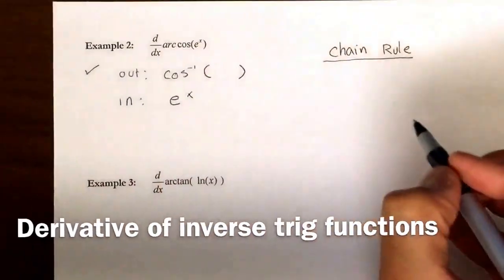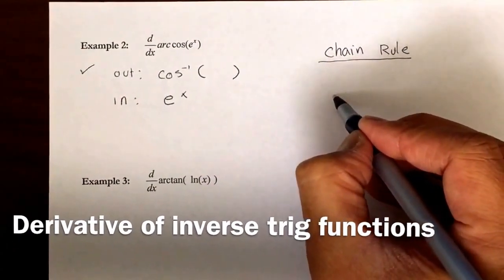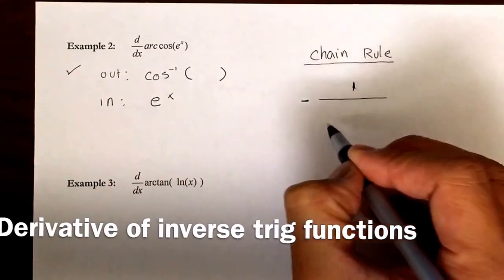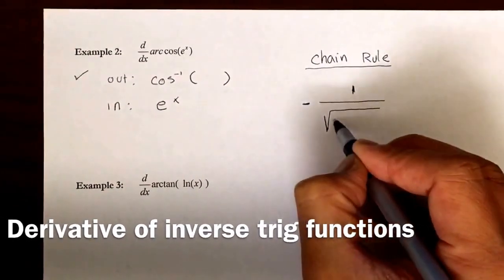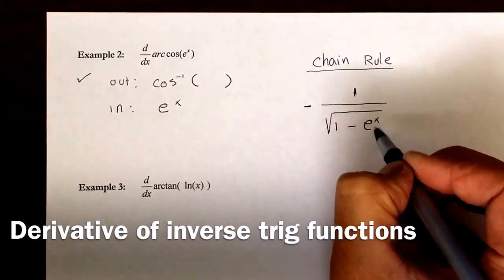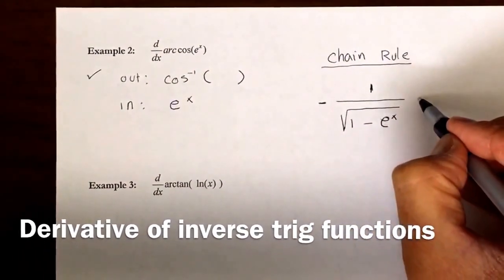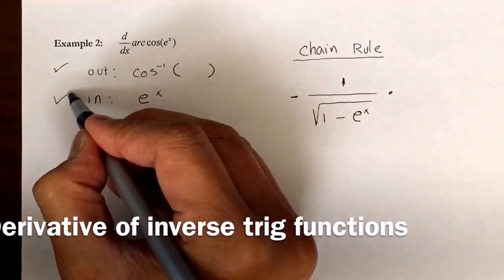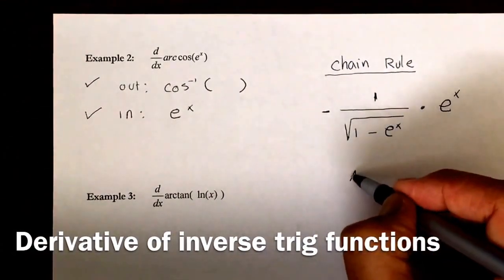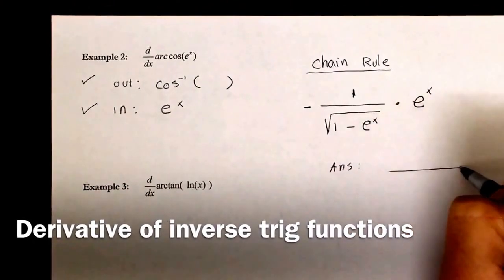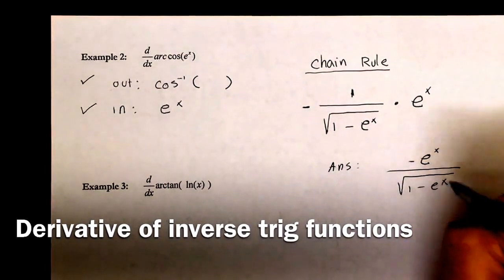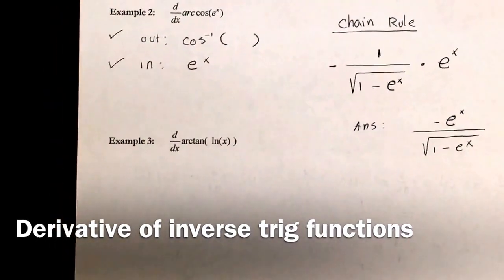the derivative of the outside function, and we know that is equal to, there has to be a negative, right? 1 over the square root of 1 minus whatever was originally inside that parentheses, and that was e to the x, times it by the derivative of the inside, and the derivative of e to the x is e to the x. So if we just clean this up, we get negative e to the x over the square root of 1 minus e to the x. And I hope that was not too bad.